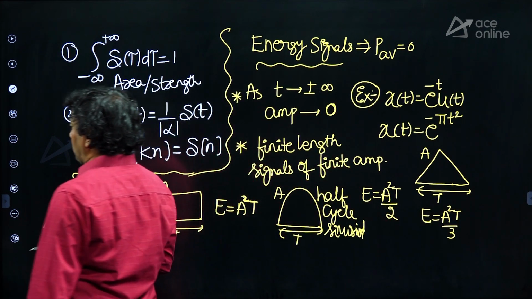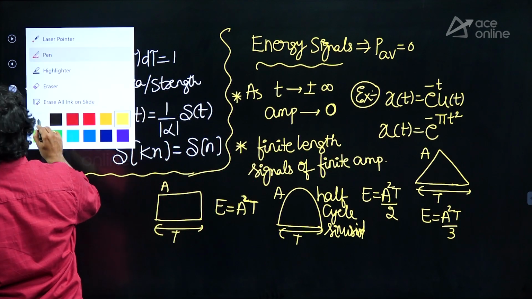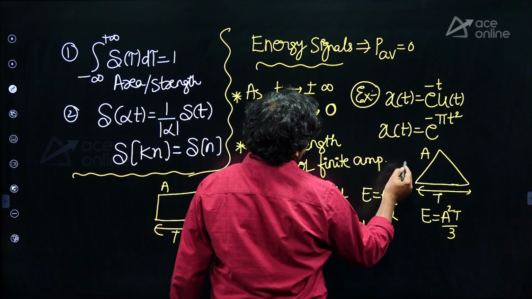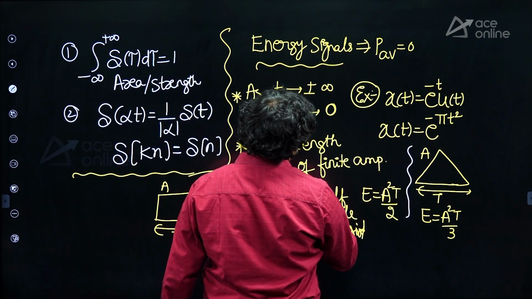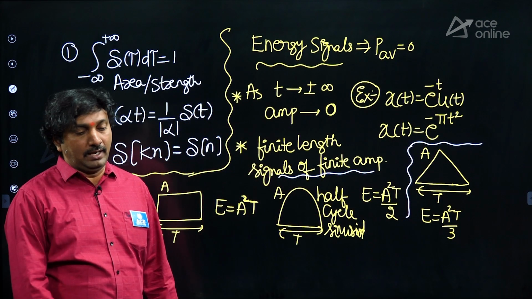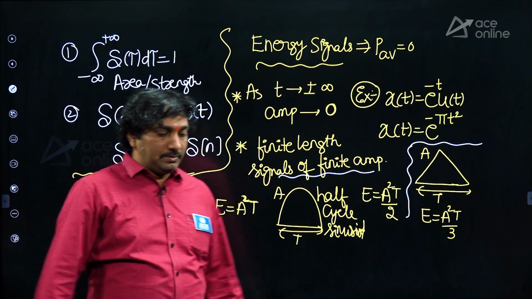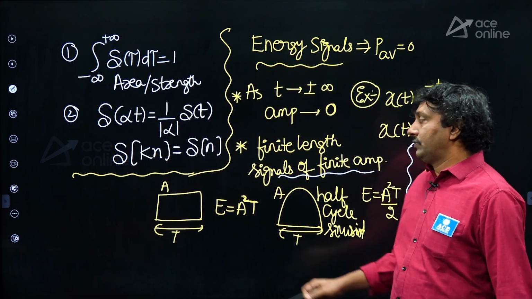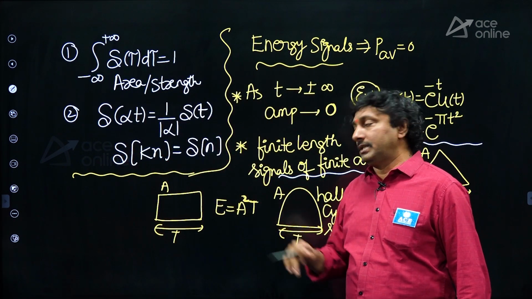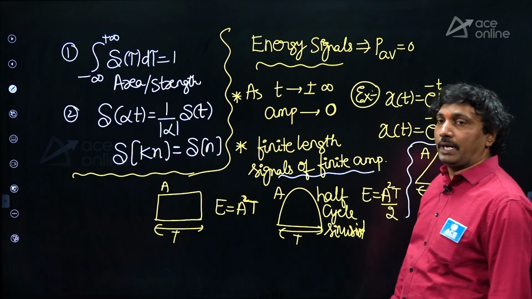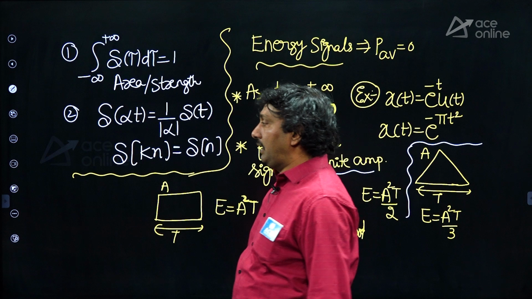When you see old papers, there are so many models related to the standard signals. Sometimes they will add a rectangular or triangular pulse, so be careful when attempting that model. The energy in a rectangular pulse is A squared T, half cycle sinusoid is A squared T by 2, and triangle is A squared T by 3.